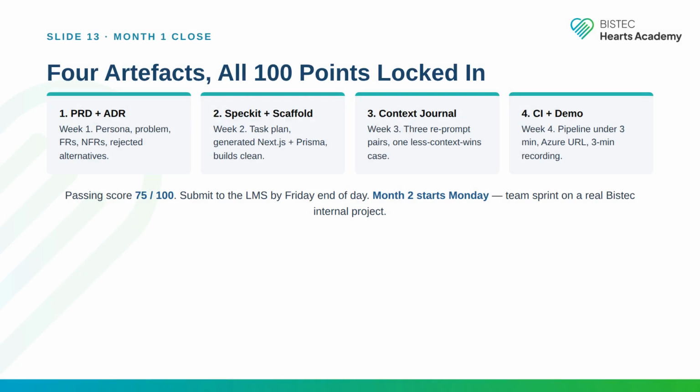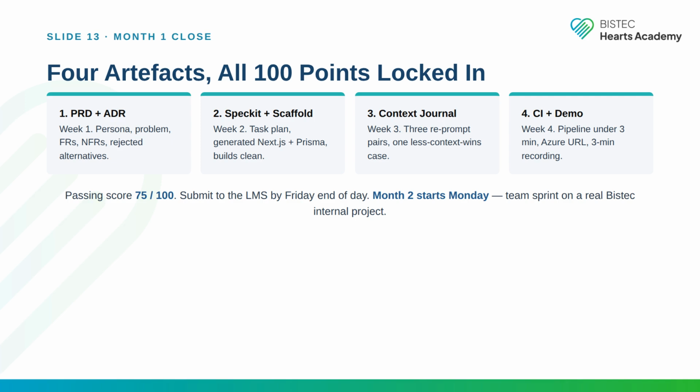Month 1 deliverables, 4 artifacts, 100 points. Week 1, the PRD and architecture decision records. Persona, problem, functional and non-functional requirements, rejected alternatives. Week 2, the spec task plan and the generated scaffold. Next.js, Prisma, loading clean. Week 3, the context engineering journal. 3 reprompt pairs, 1 case of less context wins. Week 4, the continuous integration report and the demo day recording. Pipeline under 3 minutes, Azure URL, 3-minute recording. Passing score, 75 out of 100. Submit to the LMS by Friday end of day.